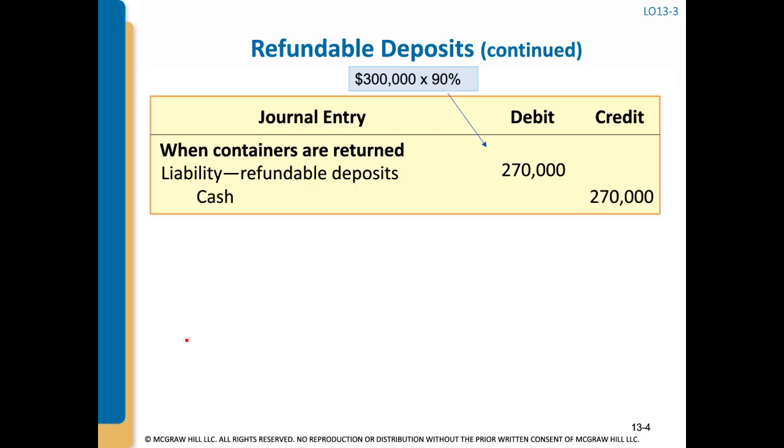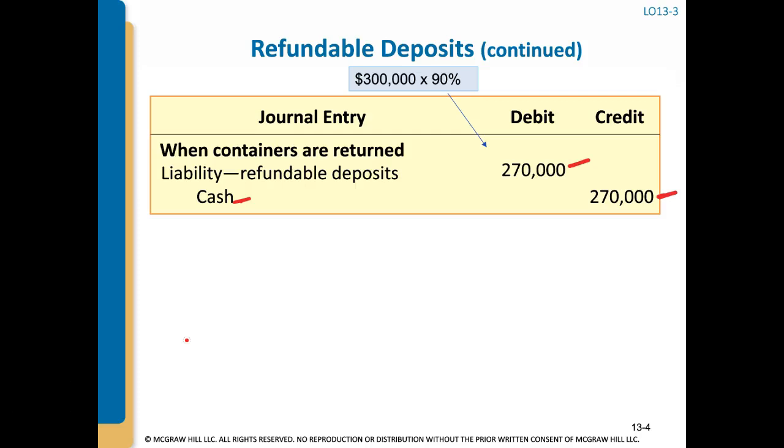So it said that 90% of the containers were returned within the allotted time. When they're returned, we give cash back to the customer. So we're going to credit cash for $270,000, which is the $300,000 times 90%. And we're going to reverse that liability because we've paid it out, so we don't owe the customer money anymore. So debit liability, refundable deposits, for $270,000.